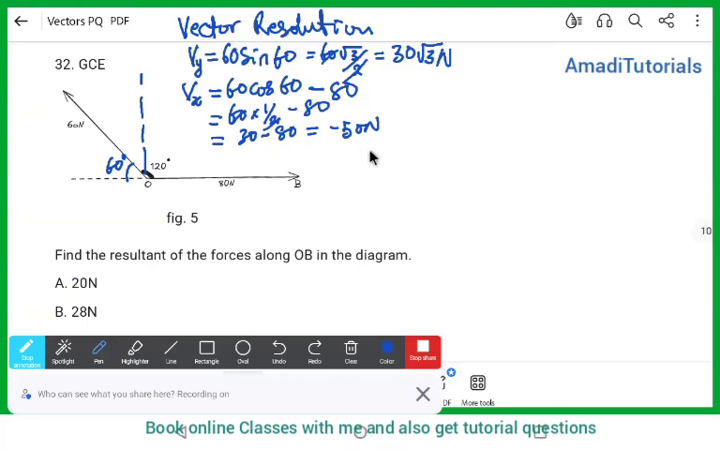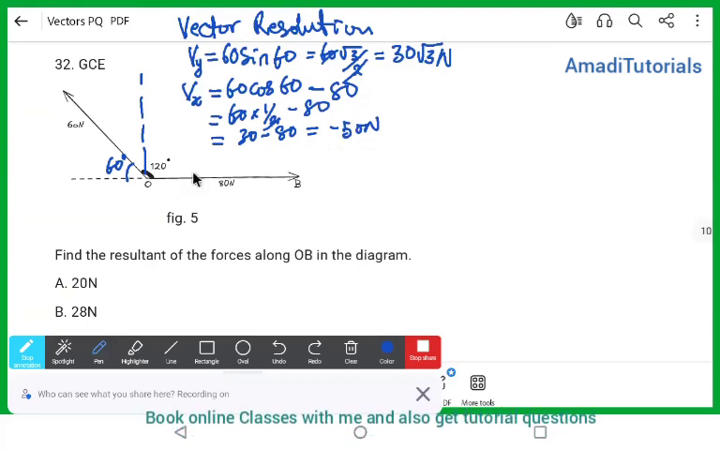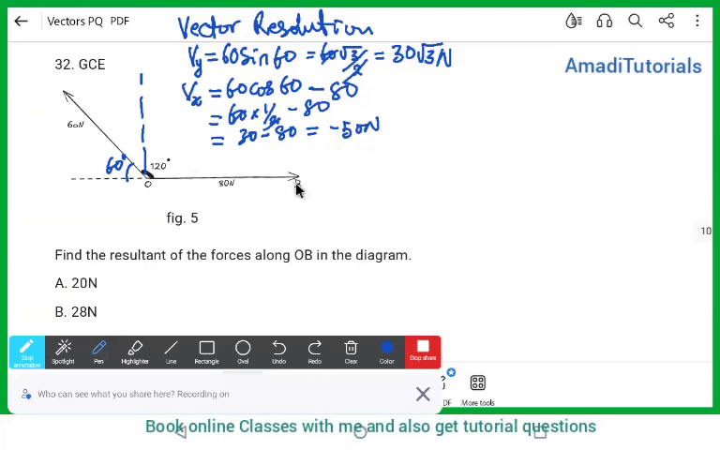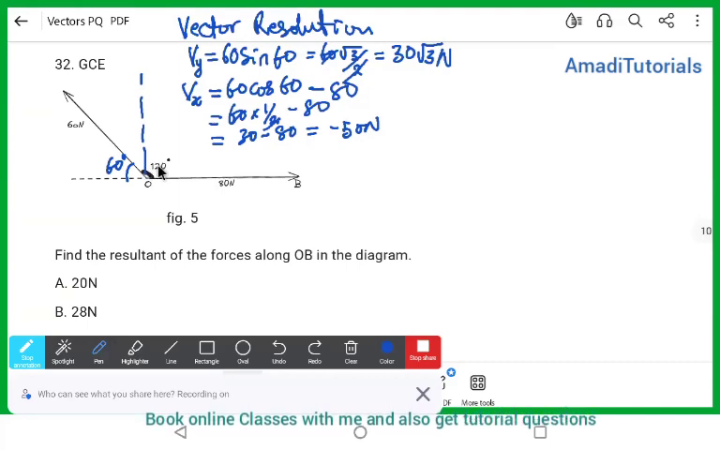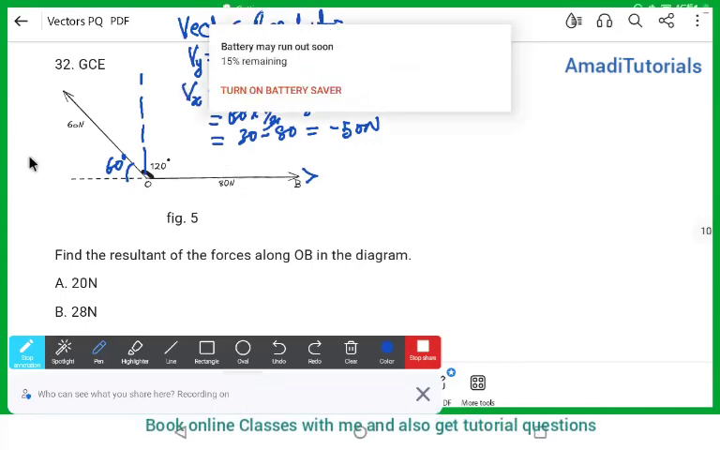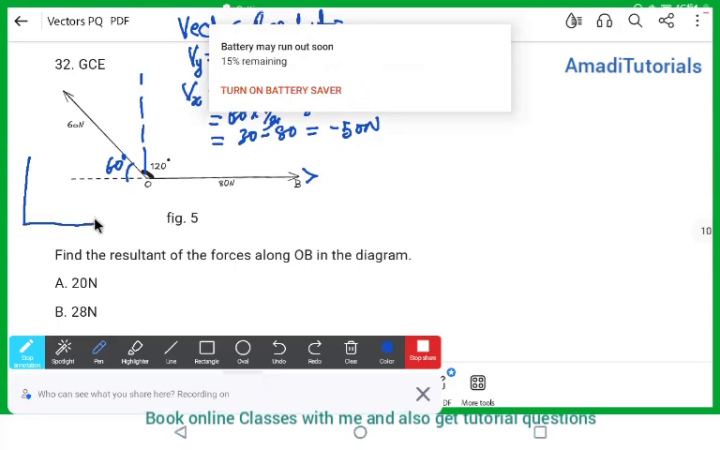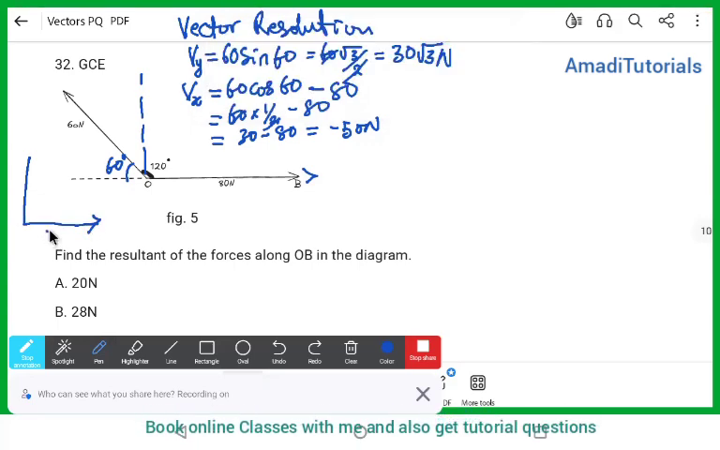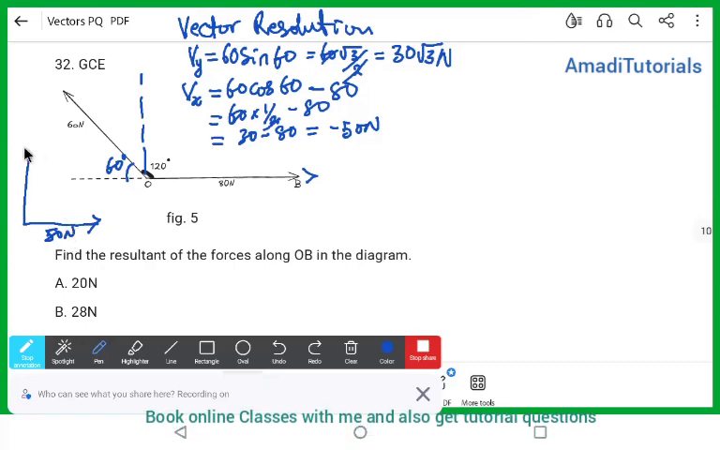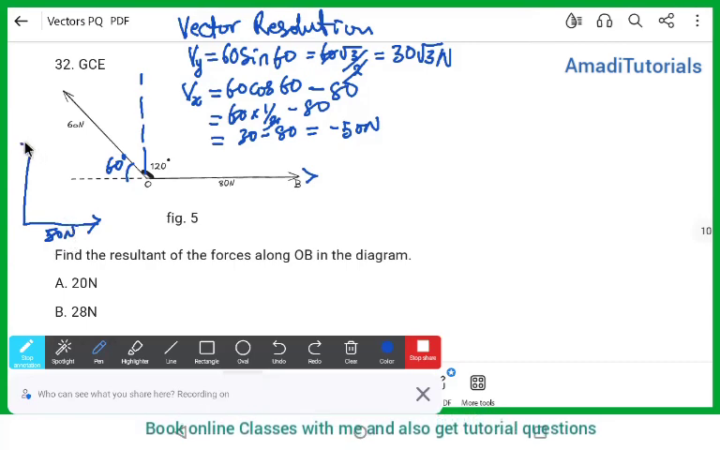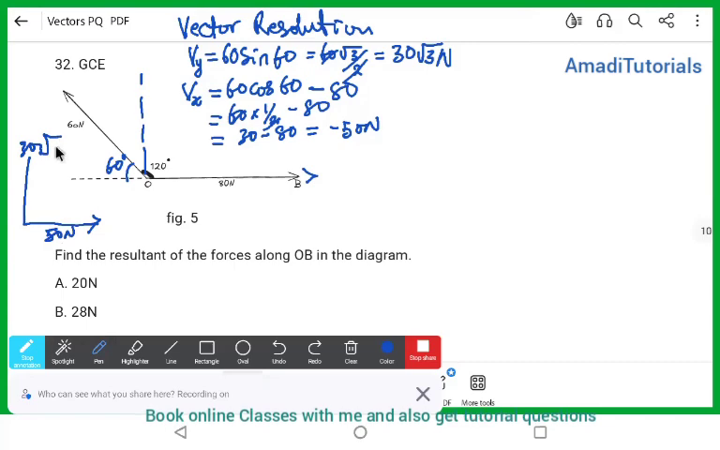Now this negative sign here means that the actual direction is towards the right, not towards the left. That's the resultant of the sum of the horizontal components, it is actually towards the right, not towards the left. Okay, so that's that. So here is now 50 Newton, and here is now 30 square root of 3 Newton.